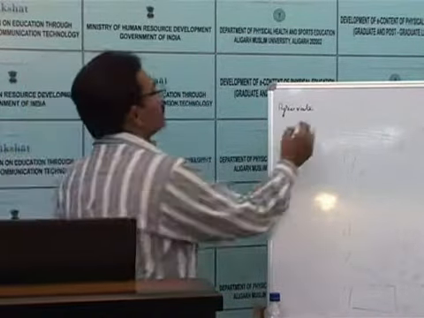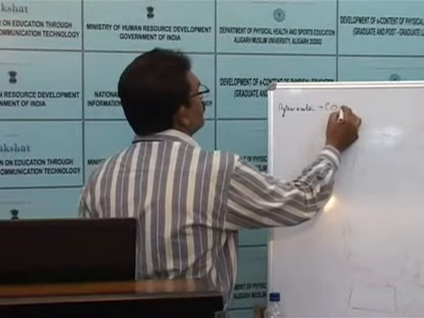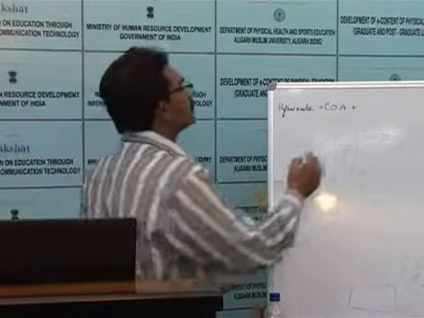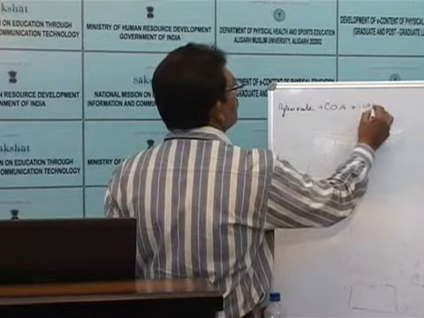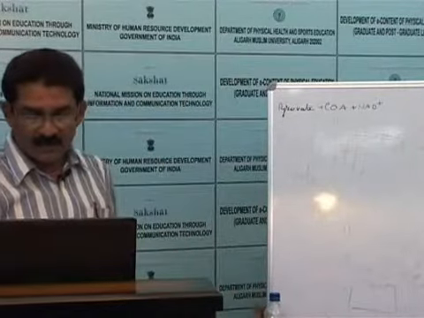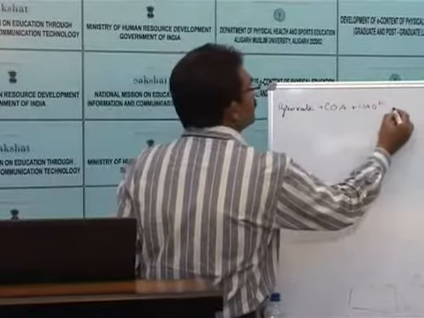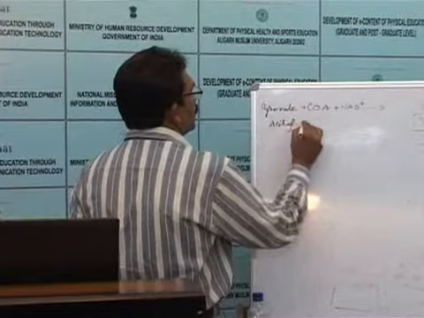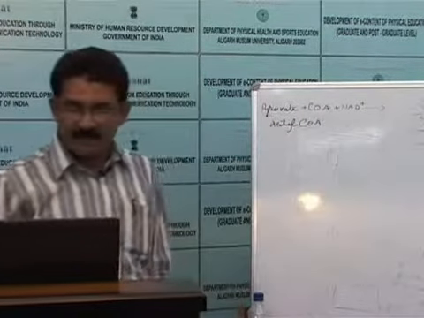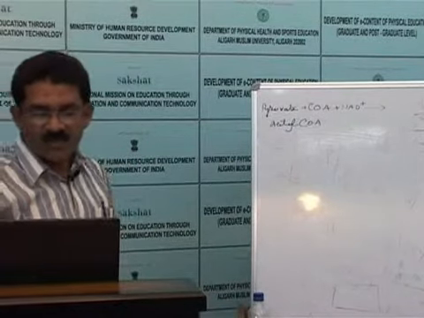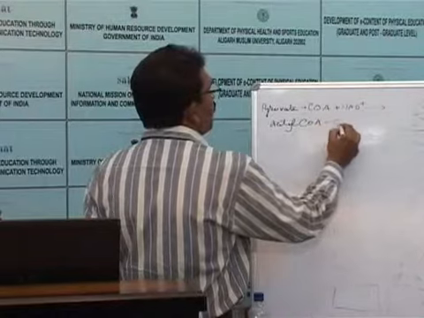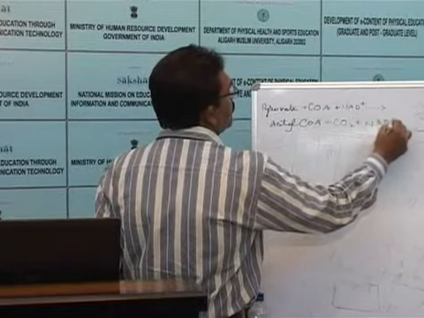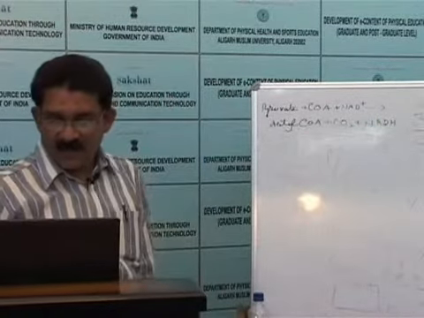Plus coenzyme A, plus NAD ion, is equal to acetyl coenzyme A, plus CO2, plus carbon dioxide, plus NADH, plus hydrogen ion.